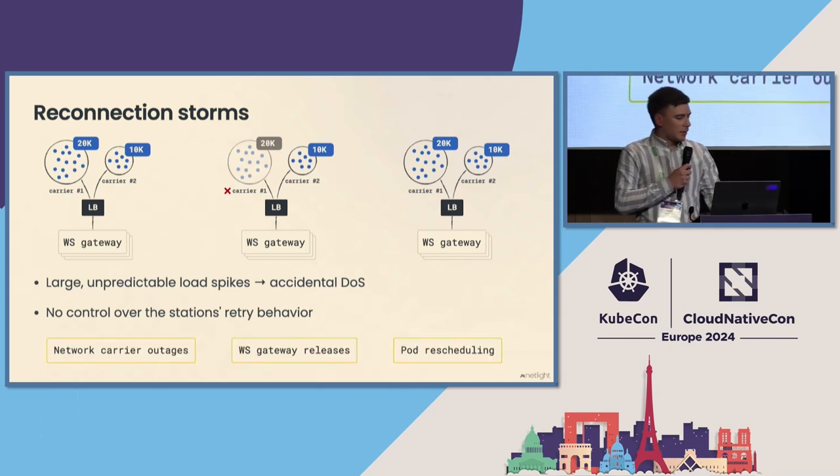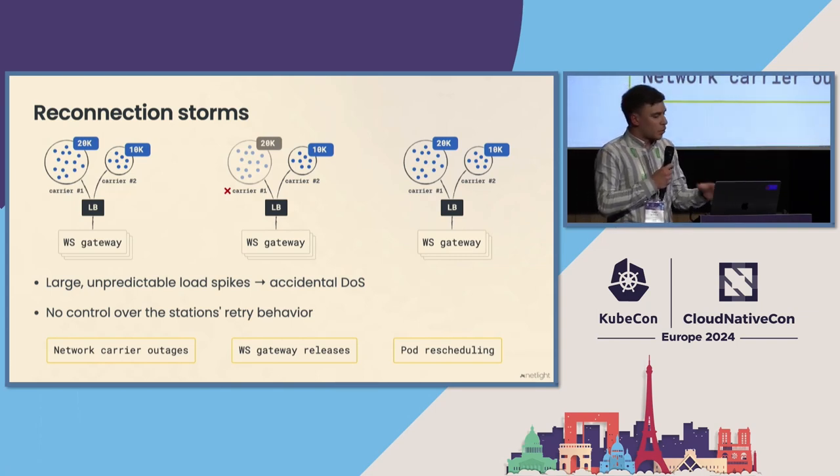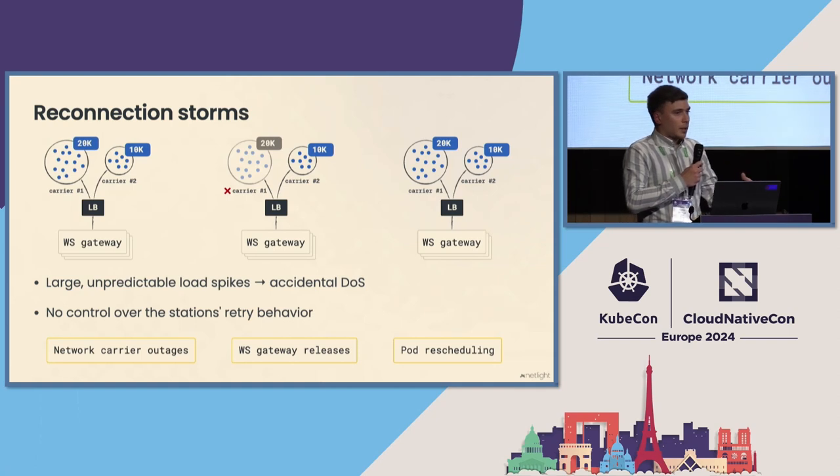Triggers can be network carrier outages, as I described earlier. It can be even much more benign things, like a release in the WebSocket gateway or a pod being rescheduled. This can create a load spike, which might later lead to positive feedback loops.